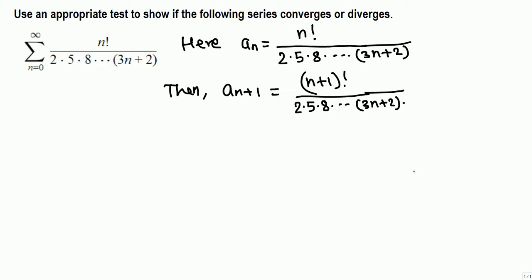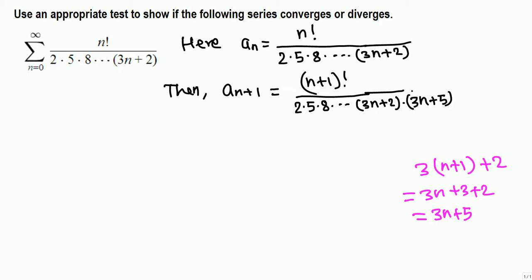Let's do over here. So 3(n plus 1) plus 2. Replacing n by n plus 1, we get 3n plus 3 plus 2, which is 3n plus 5. So the next factor would be 3n plus 5. Okay, n terms, n factors. Now we'll have n plus 1 factors.